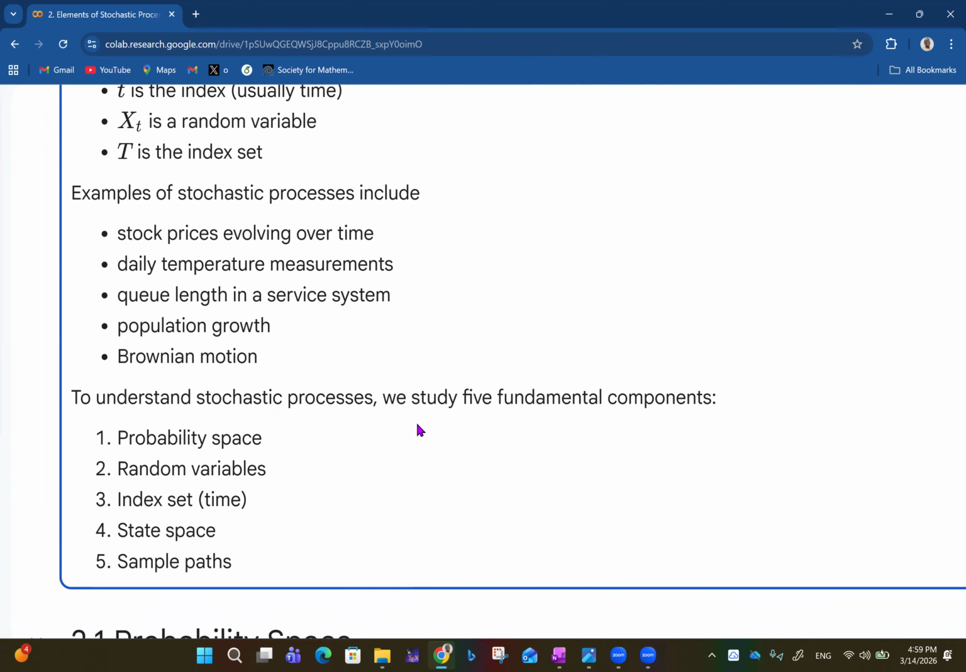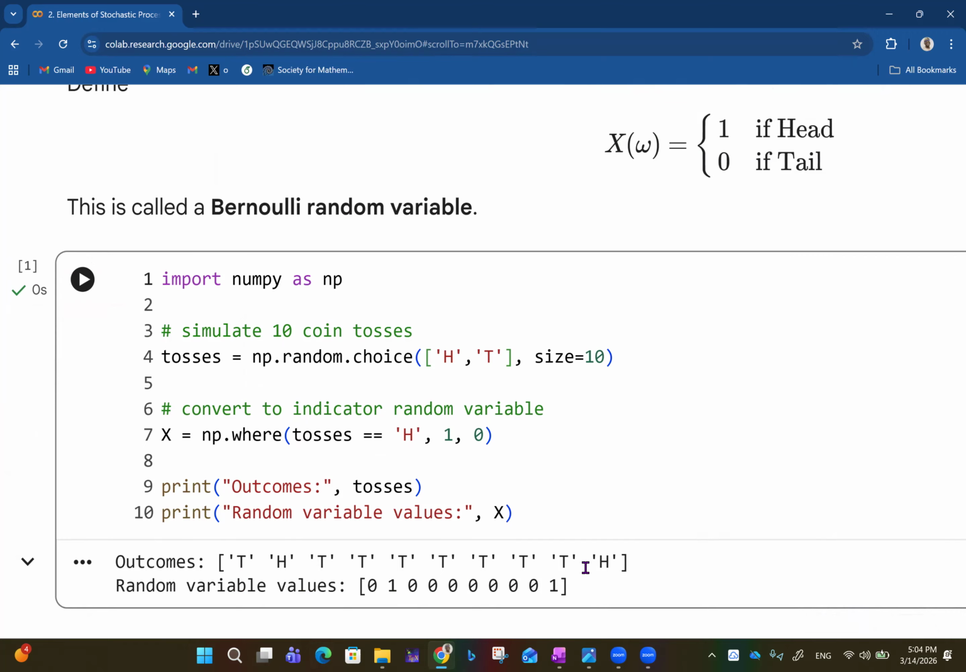If I run it again, it's going to give another set of results entirely because it's a stochastic process. Now you see tail comes first, and there are only two heads in this case. If I run it again, you have 6 heads. So it keeps going like that. That's your Bernoulli random variable.